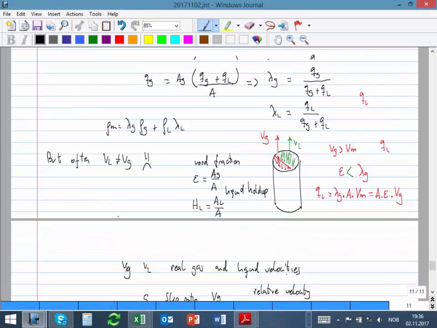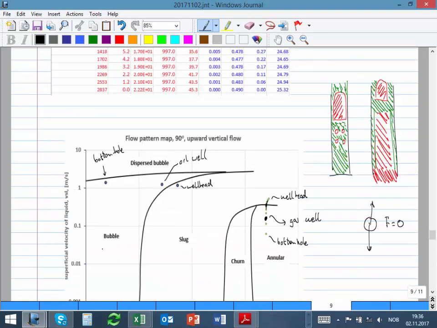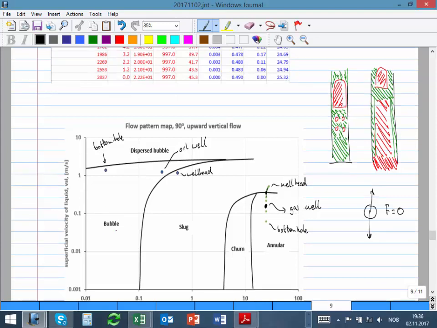Another question: when you are working there, what do you think about the holdup of a bubble? Holdup is how much the liquid is occupying in the pipe. How is the holdup of bubble flow, and when you move in this direction, what happens with the holdup of liquid? Well, here the bubble is occupying a big space, so probably the holdup is going to be high. Then when you start increasing the speed, it's going to be very small because the liquid is just pushed onto the walls. So probably the holdup here is going to be big and here it is going to be small.